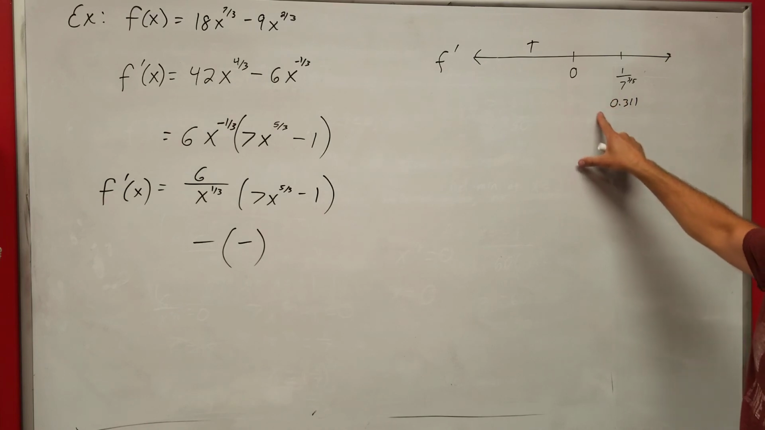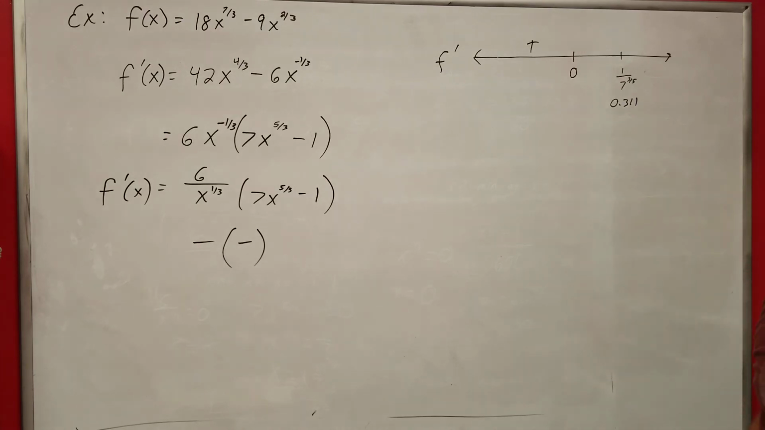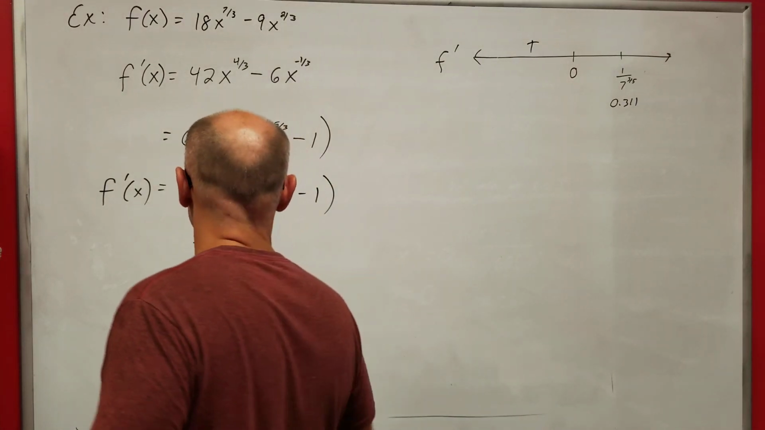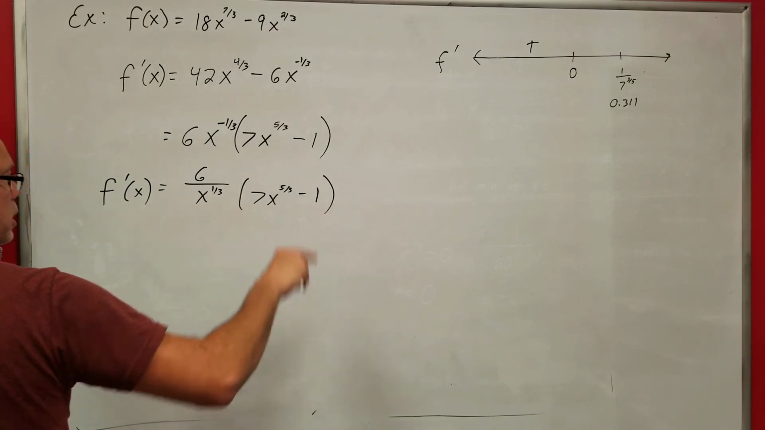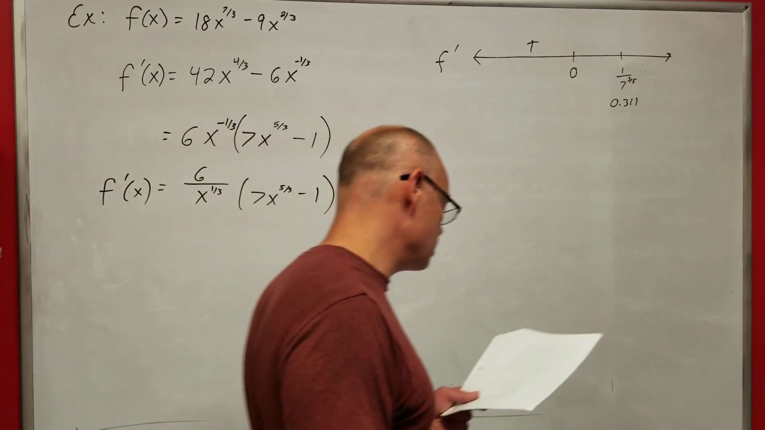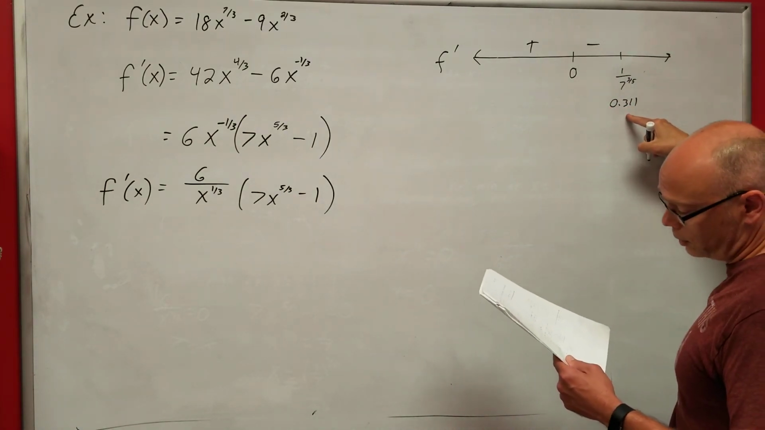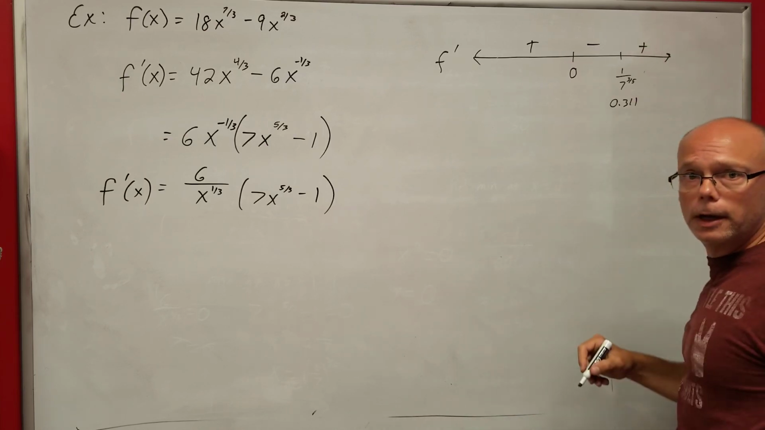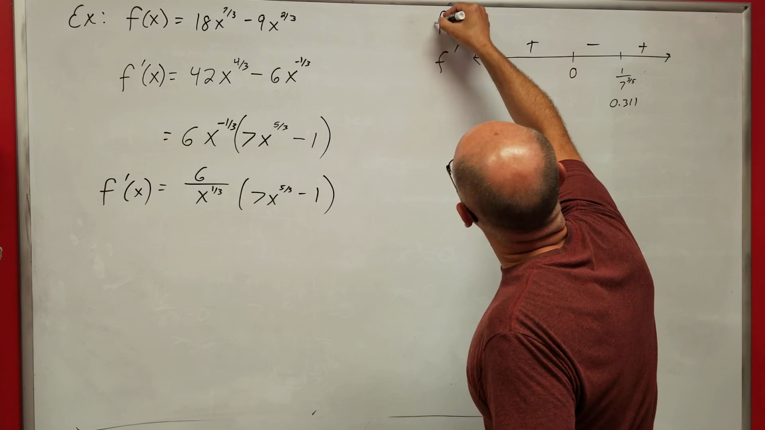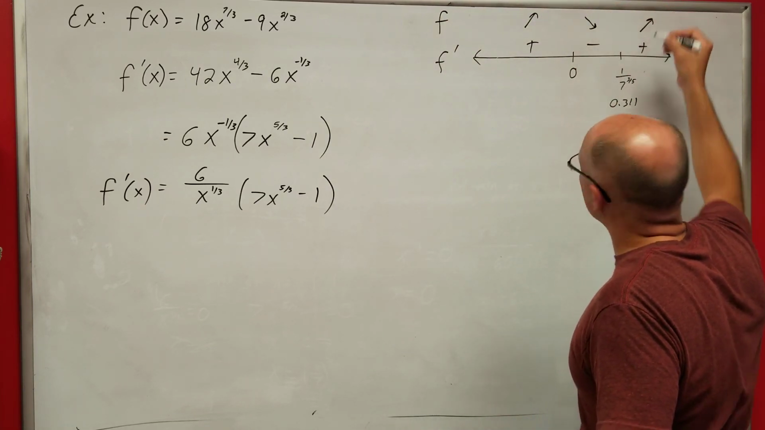How about right here? Let me use a number between 0 and 0.31. I don't know, maybe a fourth? So plug in a fourth here and here, and just put it in your calculator, okay? That's the easiest way to do that. If you do that, you get negative here. Then if you pick a number greater than 0.311, you get a positive right here, okay? So what is f doing? f is increasing here, decreasing there, and increasing there.